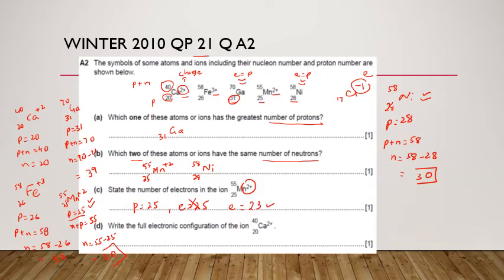Write the full electronic configuration of calcium 20. For writing the electronic configuration, you need to understand the number of electrons. How many electrons would it have? If the charge is 0, then electrons and protons would be equal. But since this is carrying a charge of plus 2, that is not the case. Then electrons would be 18. So how can I arrange the electrons? I know the K shell can have 2 electrons, L can have 8 electrons, and M can also have 8 electrons. So this is 2 plus 8, that is 10, plus 8, 18.